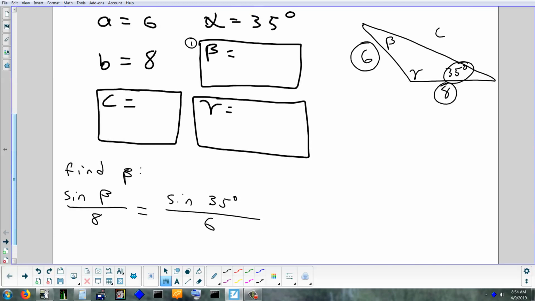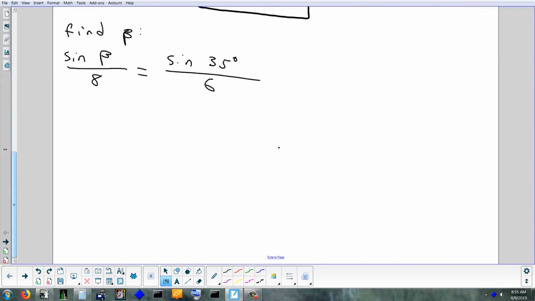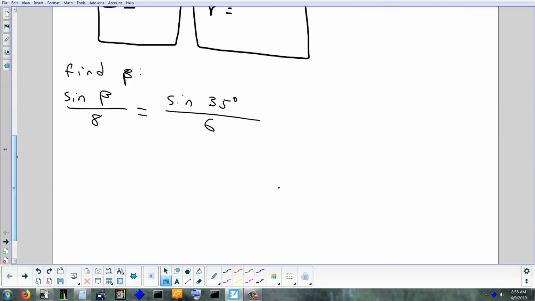Now you could have switched it. If you did sine 35 over 6 on the left, that's fine. If you put sine beta over 8 on the right, that's okay. You're going to cross multiply, so it doesn't matter. All right, so let's cross multiply. Devin, can you tell me what I get when I cross multiply? 8 sine 35 equals 6 sine beta.